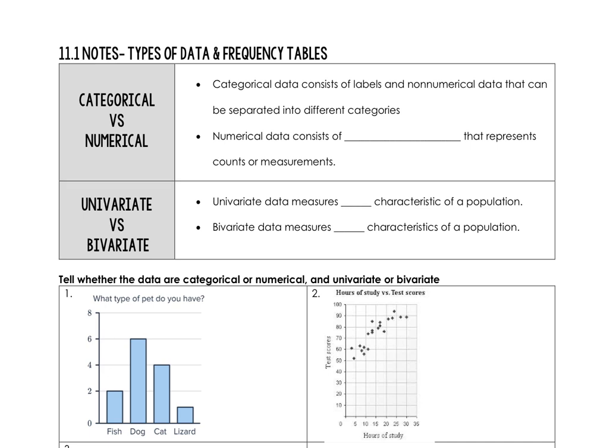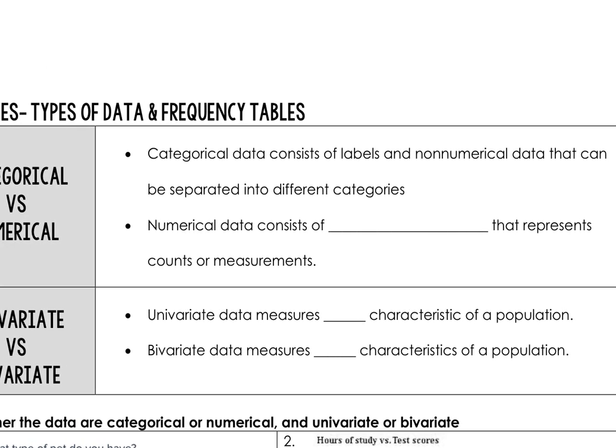So in this first section in chapter 11, what we're going to be doing is describing different data sets in two different ways. So the first thing we're going to have to be able to do is look at a data set and determine, is it categorical or is it numerical data? And then we're going to have to determine, is it univariate or bivariate? So categorical data, just highlight this here.